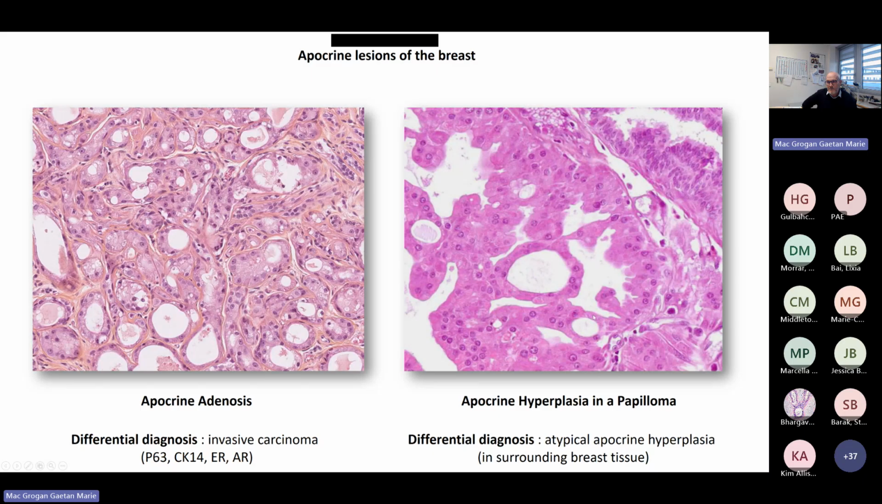Also, sometimes in papillomas, you can see proliferation of apocrine cells forming micropapillae, that is devoid of fibrovascular stalks, and pseudocribriform structures. When you see this type of lesion in a papilloma, I would not consider this as a typical apocrine hyperplasia. I would just call this apocrine hyperplasia, normal. This is just when it's in the context of a papilloma, but you'll see that the reasoning will be different when we find this type of proliferation in the surrounding breast tissue.